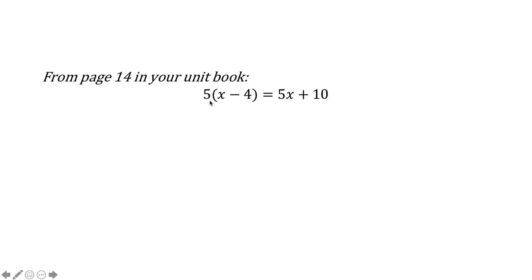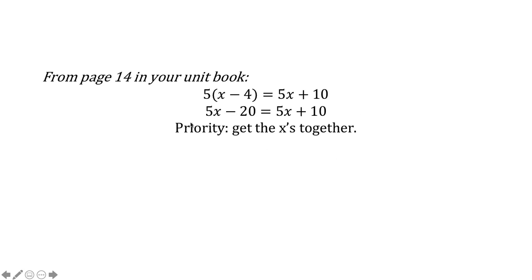Let's look at another example, like this one here. This is from page 14 in your unit book, and you do need to complete your entire unit book, so you probably want to follow along with this example now. Fill this in. I'm going to simplify as much as I can first, so I'm going to distribute the 5 here to get 5x minus 20. Now I'm going to try to get all the x's together. I could subtract all the x's from the left or from the right, whichever. Let me do minus 5x here.